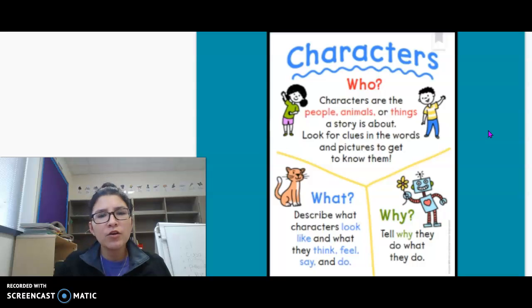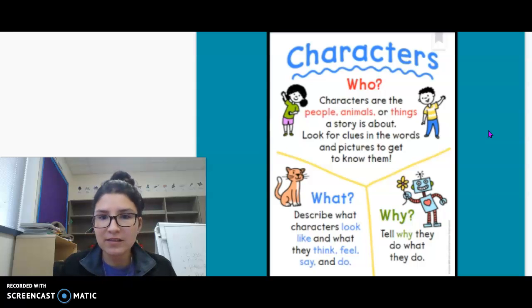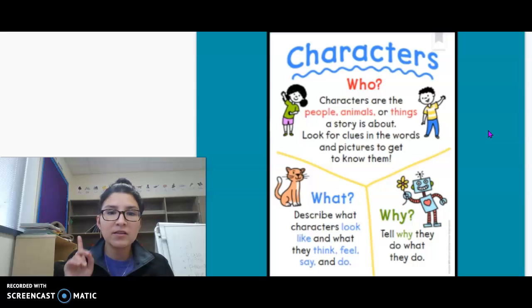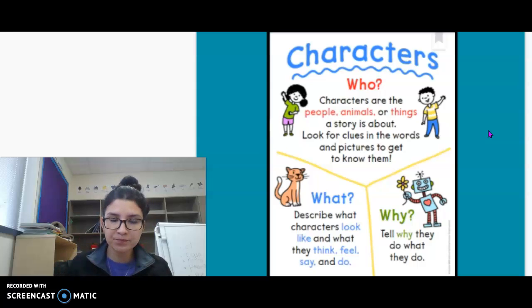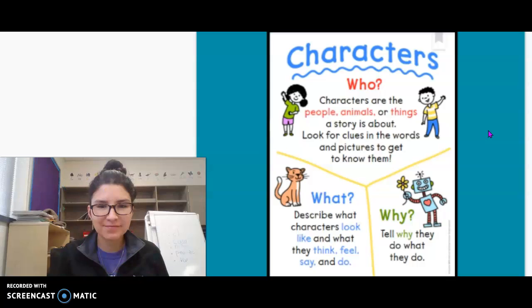Characters. Who, what, why? Those are questions we need to ask ourselves when we think of characters, right? So who? Characters are the people, animals, or things a story is about. Look for clues in the words and pictures to get to know them. So in a minute, I'm going to get a little character from yesterday's story and show you them, and we're going to talk about the who, what, and why. What? Describe what characters look like and what they think, feel, say, and do, right? Why? Tell why they do what they do.